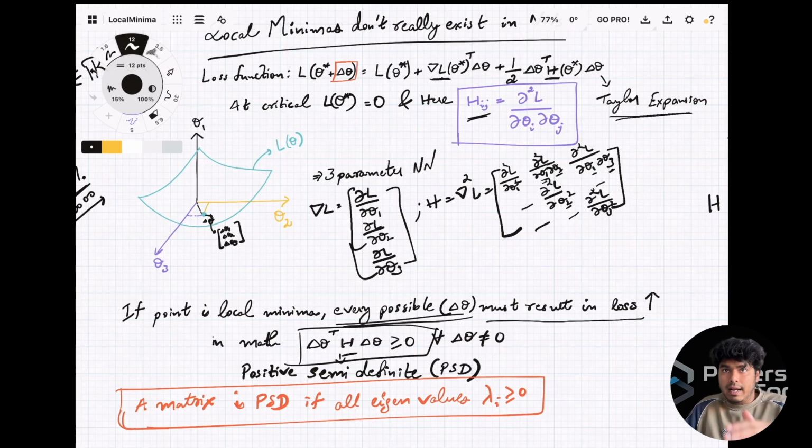For all delta theta, if this remains greater than zero, only then can you say that the Hessian is positive semi-definite, and only then can you say that you're at a local minima, right? So this is the mathematical way of looking at it, and this is the technical term which you should be using if you want to refer to a local minima, right?